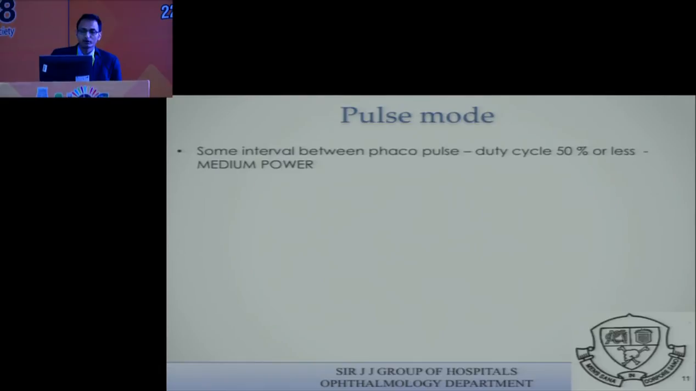With the pulse mode, again you can set your pulse mode depending on your machine. Either you can keep the duty cycle at 50% or less than that. What are the advantages of the pulse mode? As we all know, it's all about on and off cycles.